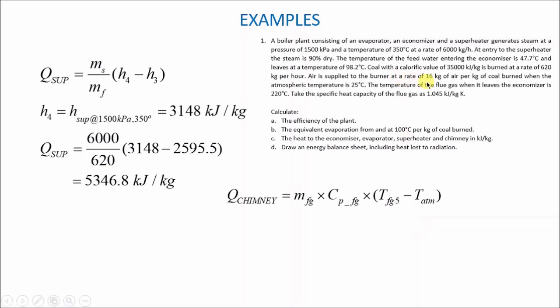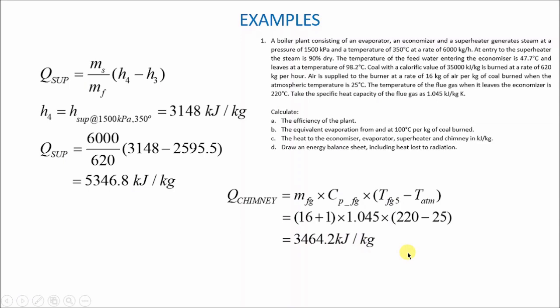Remember, the air-fuel ratio is 16:1. It's given in the question, 16 kilograms of air per kilogram of coal. Therefore, the mass of the flue gas will be 16 plus 1, as you see here, multiplied by the specific heat capacity of the flue gas, and then multiplied by the temperature out of the economizer, which is given in the question somewhere here. The flue gas, when it leaves the economizer, is 220 degrees, so that is what you're going to take here, minus the atmospheric temperature, which is 25, and that will give you the heat that has been absorbed by the chimney, as you see here.